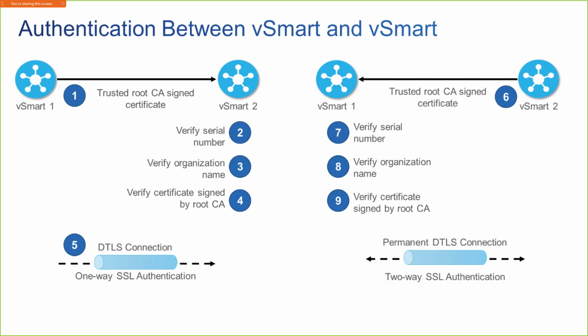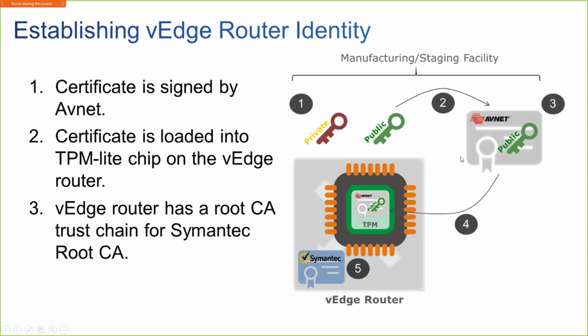Now we do the exact same thing in the opposite direction. I'm not going to go through each of the bullet points here, but basically vSmart 2 now sends its trusted root CA signed certificate, and we go through the same process again. After both of these checks are done, after all 9 steps, that temporary DTLS session that I was referring to before becomes a permanent DTLS session between the two controllers. You're seeing a lot of repetition here, but that's the point. This is all part of that public key infrastructure authentication and authorization.